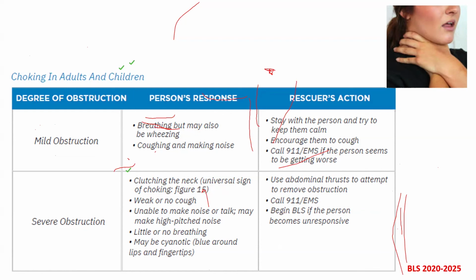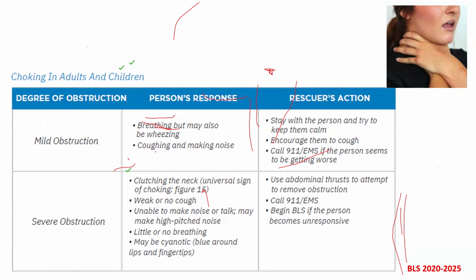When there is a severe obstruction, the clutching of the neck is a universal sign. They will have no cough or a weak cough and be unable to make noise. That means the obstruction is somewhere in the upper airway. They may make a high-pitched noise, with little or no breathing, and may be cyanotic. Use abdominal thrusts to attempt to remove the obstruction in adults and bigger children.